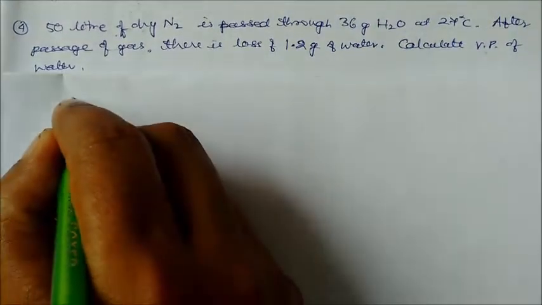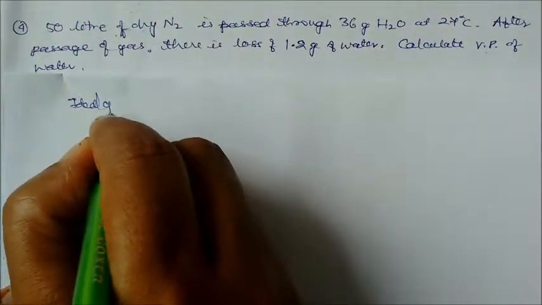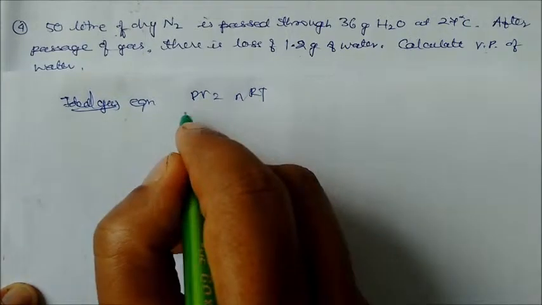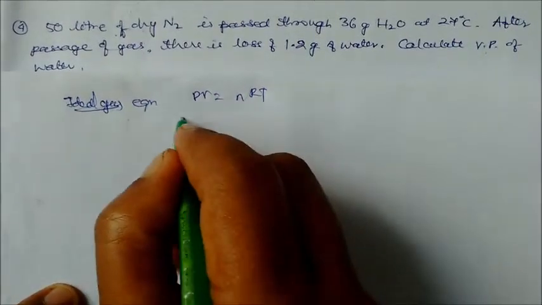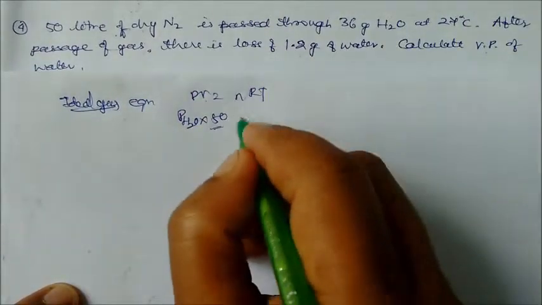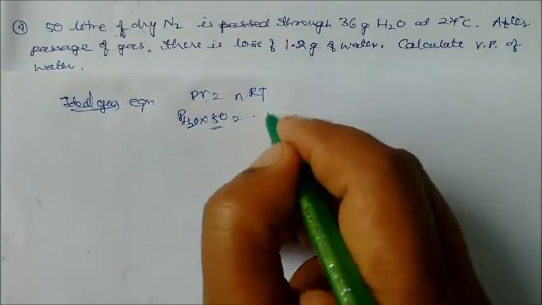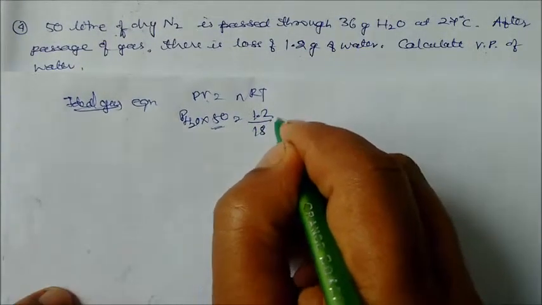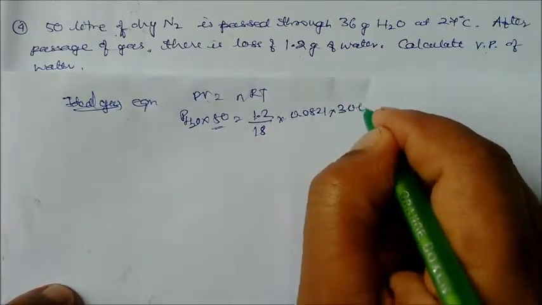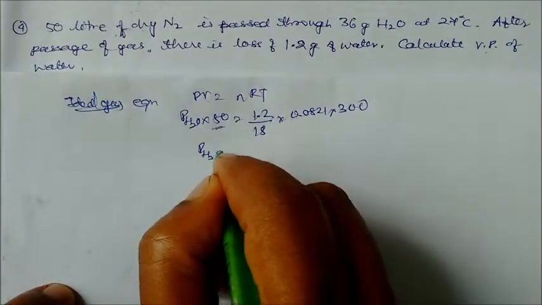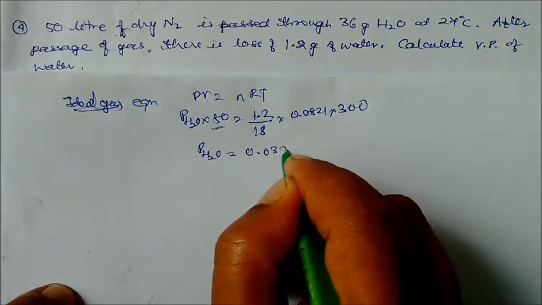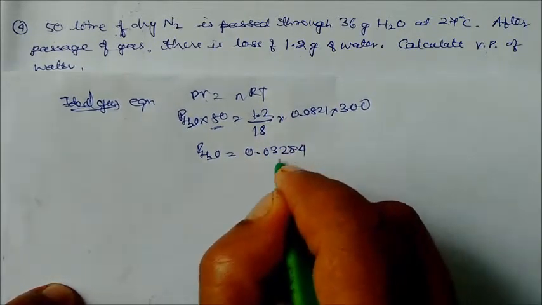So again we can use the ideal gas equation. From the ideal gas equation, PV equal to nRT. Pressure we have to find out, the pressure of water. Volume is given, 50 liters. So this much space is occupied by the water vapor, and the weight is 1.2 gram. Molar mass is 18. R is 0.0821 and temperature is 27, means 300. So on solving, the pressure of the water you will get 0.03284.